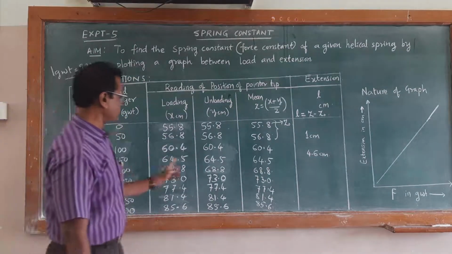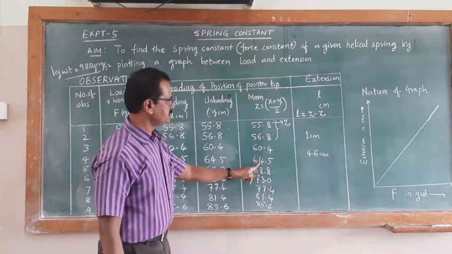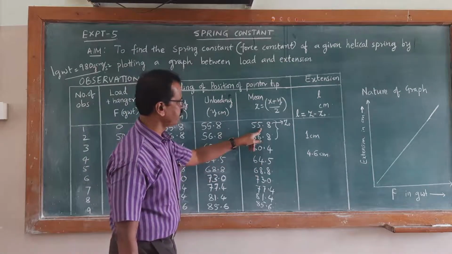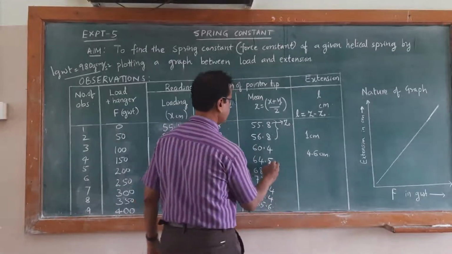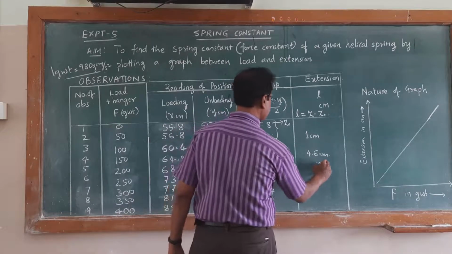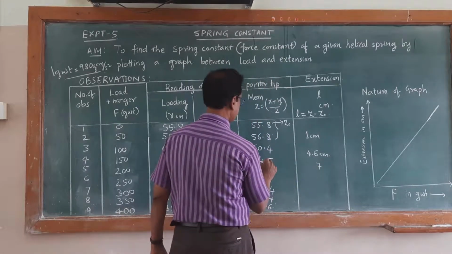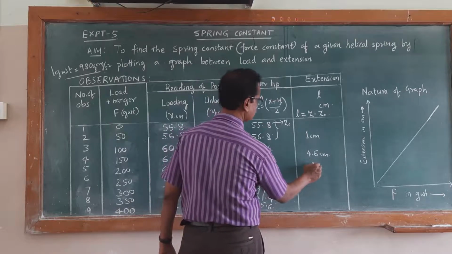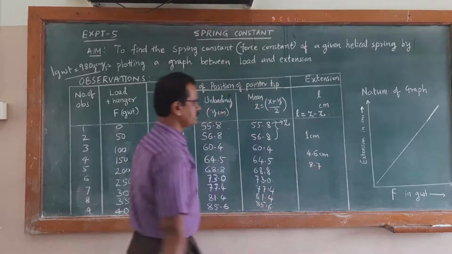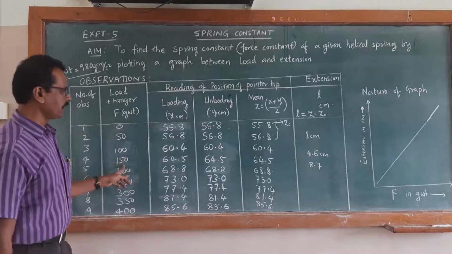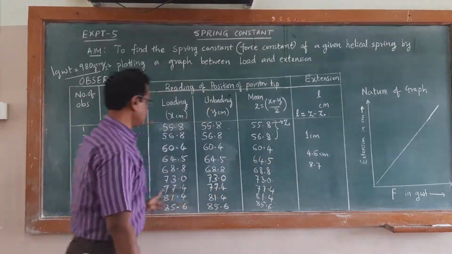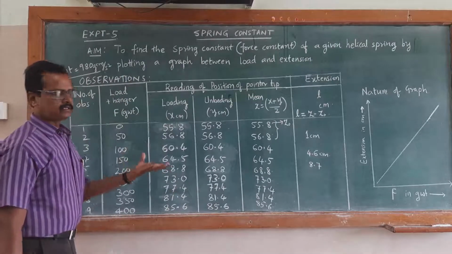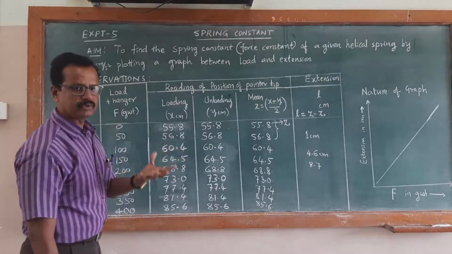Now for 150 gram, 64.5 minus 55.8. So 15 minus 8 becomes 7. Carry 1. Now 14 minus 6, it becomes 8. 8.7. So as we increase the load, again you can see there is extension. The amount of extension is also increasing.